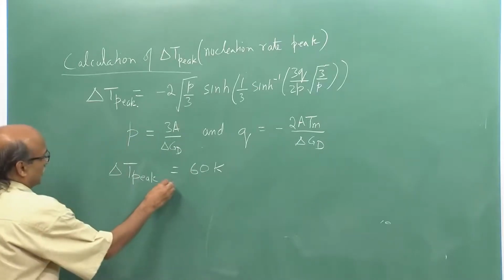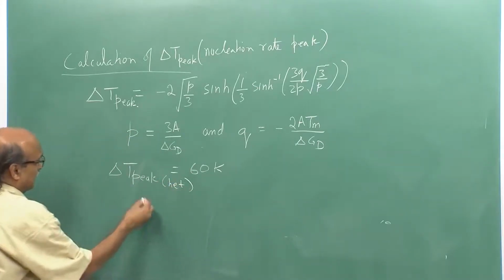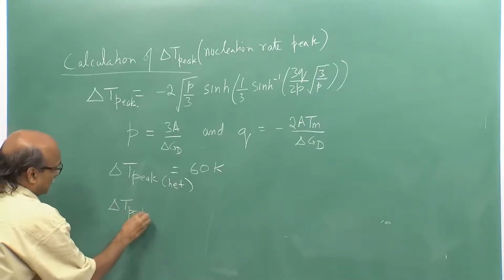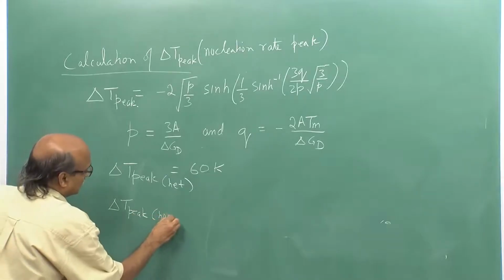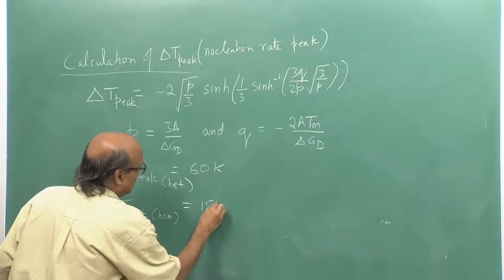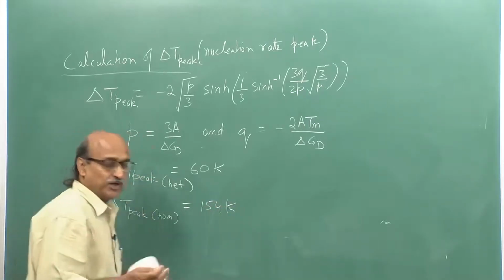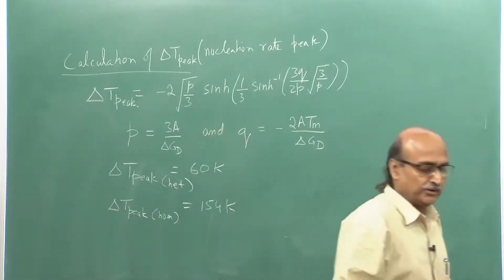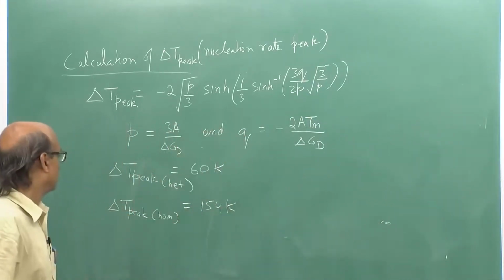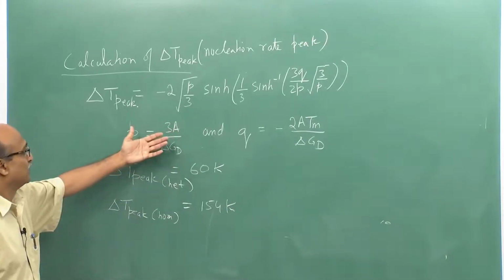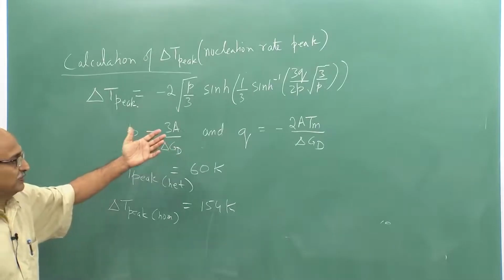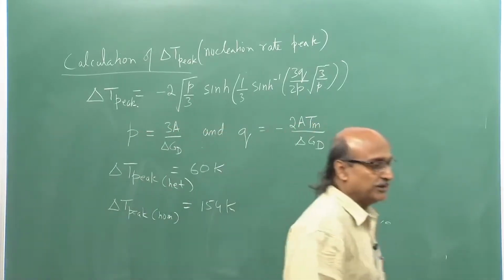So, this is for heterogeneous, and just to compare it, delta T peak from the previous lecture in the homogeneous case we had obtained a value of the order of 154 K. So, everything has been shifted to higher temperatures closer to the transformation temperature for the case of heterogeneous nucleation of ice, where the contact angle has been taken to be 30 degrees.